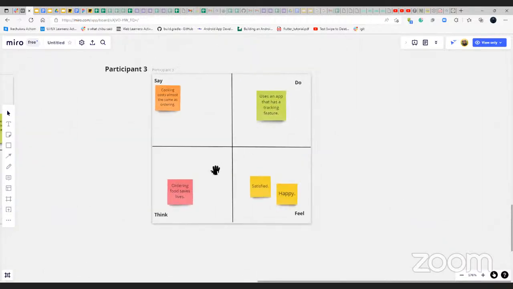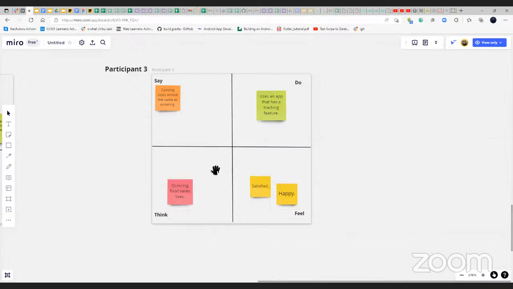The last one I'll just check, cooking costs almost the same as ordering. That's what the person said. Okay, let's take that. You now said what the person did, what your participant did. The person uses an app that has a tracking feature. How did he do that?